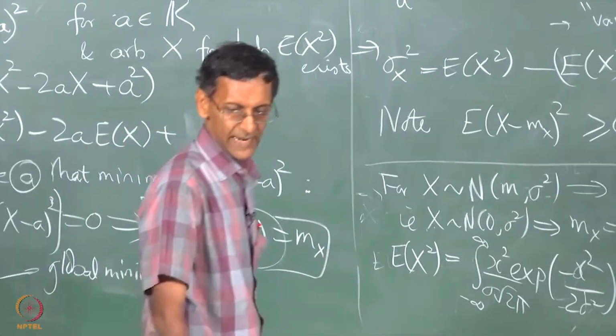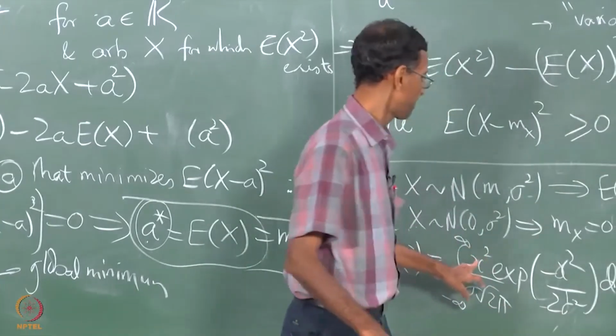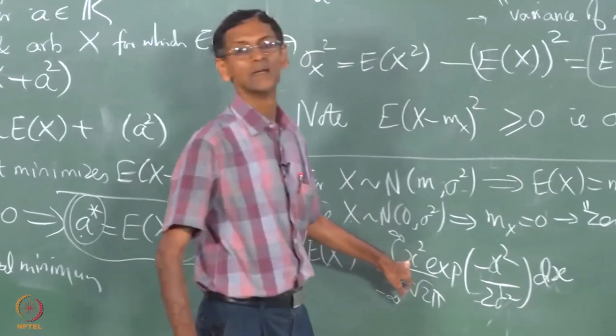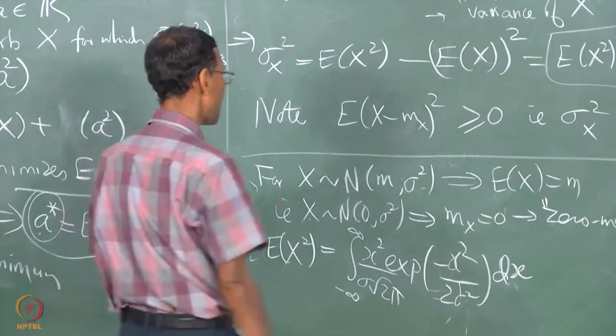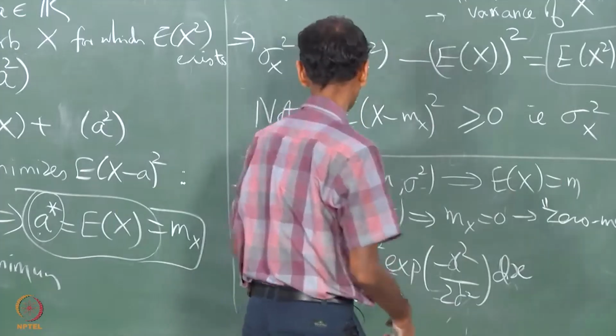Integrate by parts by taking just x times x e power minus x squared by 2 sigma squared. So if you integrate this by parts, maybe I should do it here.